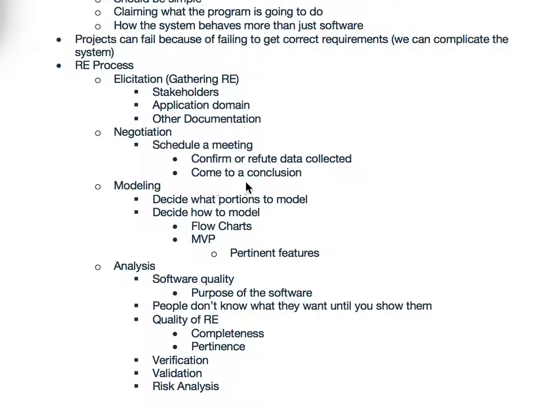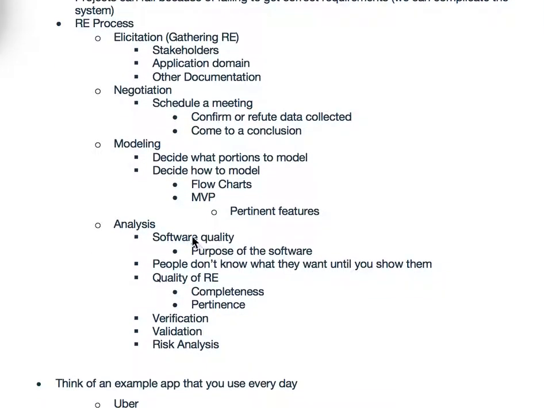In the modeling section, you decide what portions to model and how to model those portions. So you use flow charts, and then you have the MVP, which is the minimal value of the product working, which just has the pertinent features for the product to be complete. The analysis section is the last step, which is just the software quality. The purpose of the software is whether the software is doing what it's supposed to do.